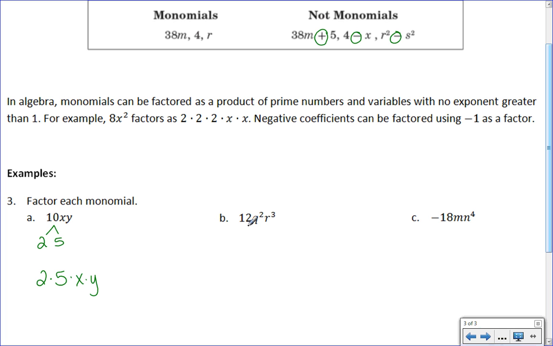Alright, for b, we'll first factor the 12. 12 is 2 times 6, 2 is prime, 6 is 2 times 3, and 2 and 3 are both prime. So this is 2 times 2 times 3 times the q squared, so that's q times q, and r to the third, r times r times r.